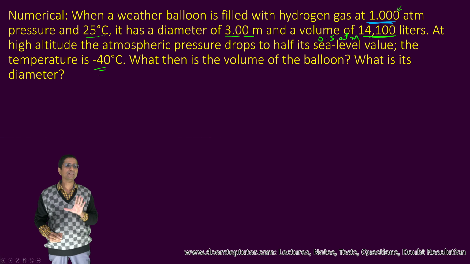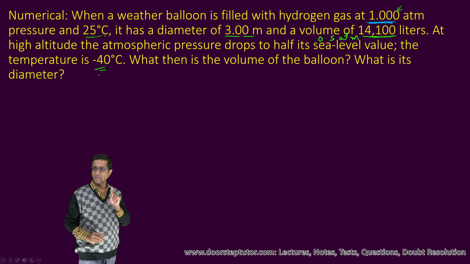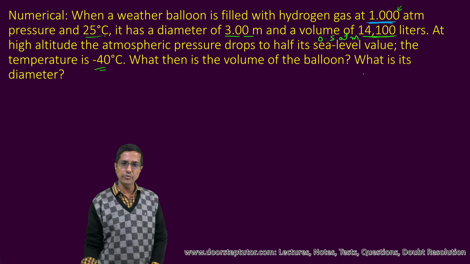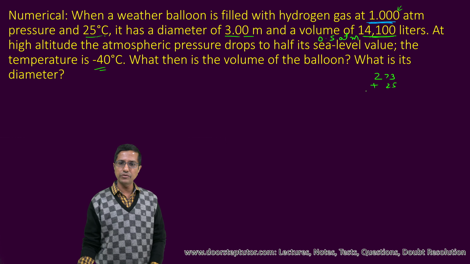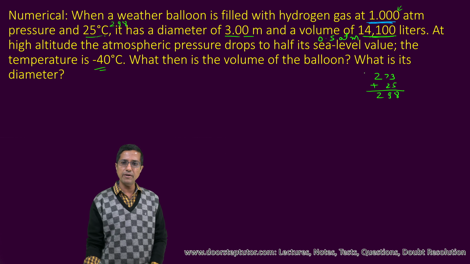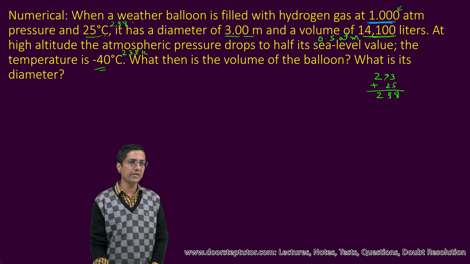The very first thing that we need to do is convert all these temperatures to Kelvin. So we need to add 273 plus 25, so this will become 298. This is a value which you should remember, it comes up often. And then for minus 40, we have to remove 40 from here, so this will become 233 Kelvin. That is the first thing we need to do.